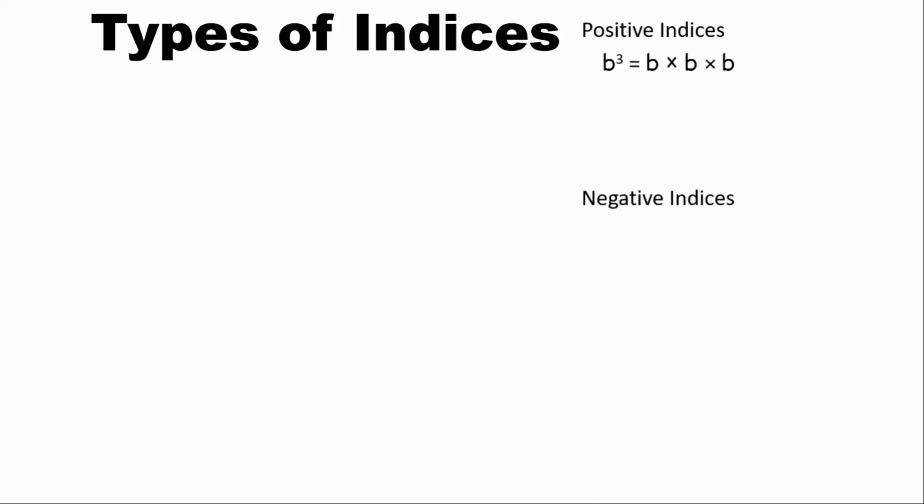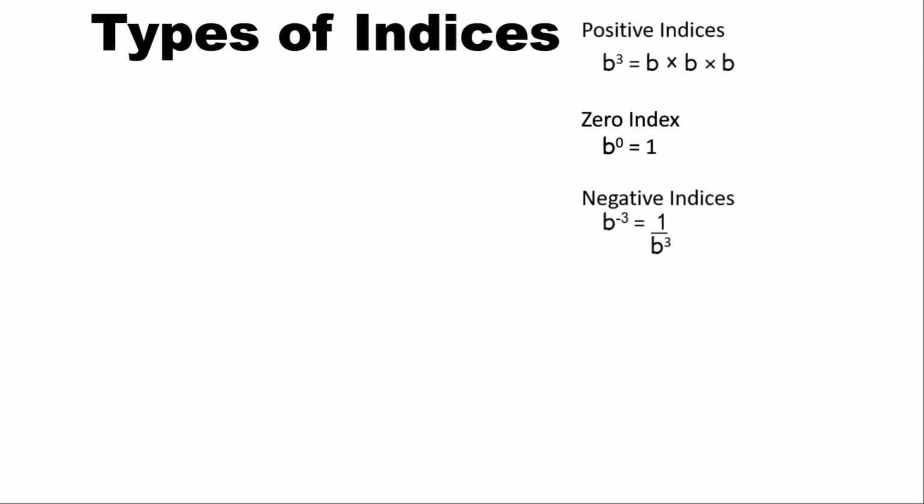Or there are negative indices, which are the reciprocals of positive indices. That means that we're going to divide by the same index expression if that index were positive. So b to the power of -3 is the same thing as 1 divided by b to the positive 3. Again, if this is new to you, check out the negative powers lesson I've linked down for you below.